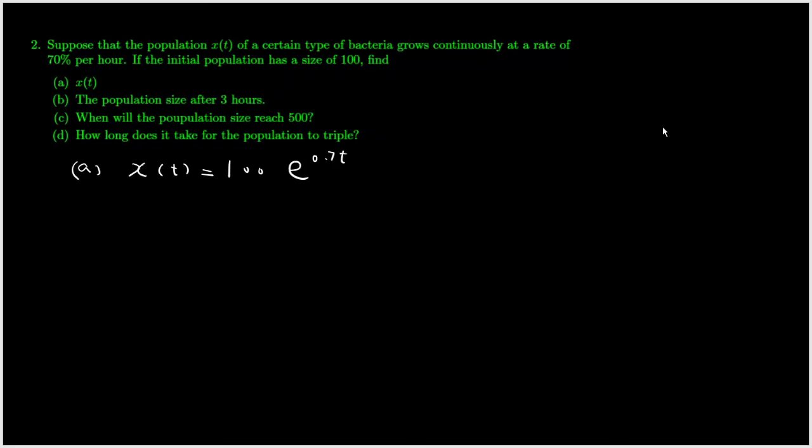Now we'll work on question D. In question D, we're trying to determine the length of time needed for the population to triple. We'll introduce a notation and then solve an equation for the length of time needed for the population to triple. Maybe we let uppercase T be the time needed for the population to triple.